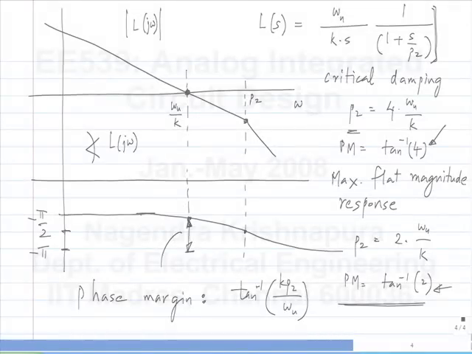Yeah, that is this. No. The phase margin is pi by 2 minus tan inverse of omega u by Kp2, which is tan inverse of Kp2 by omega u. Okay.